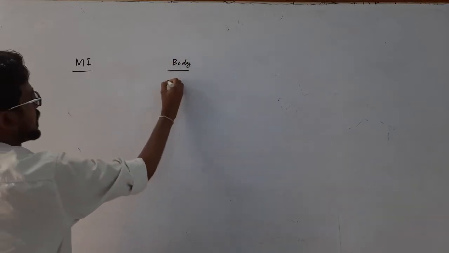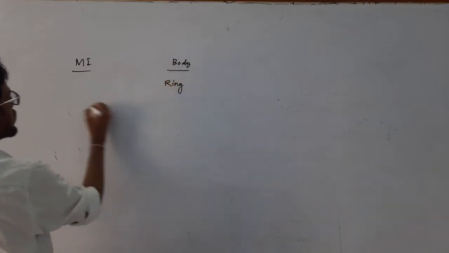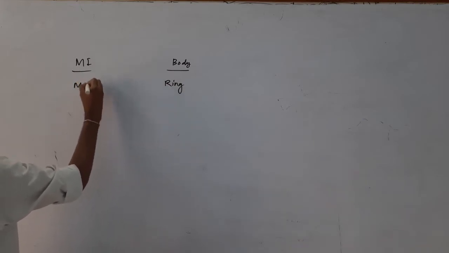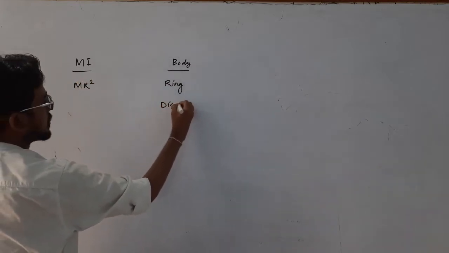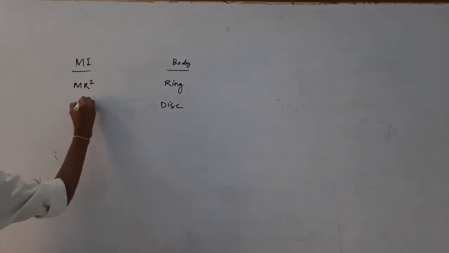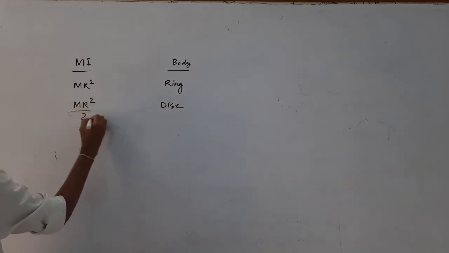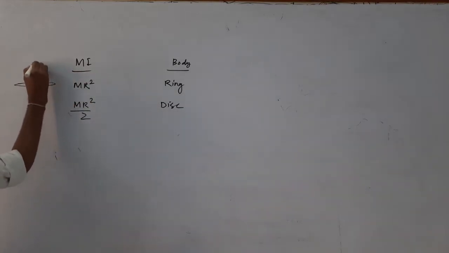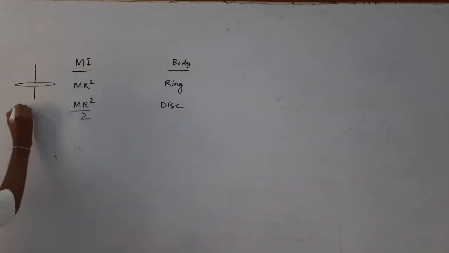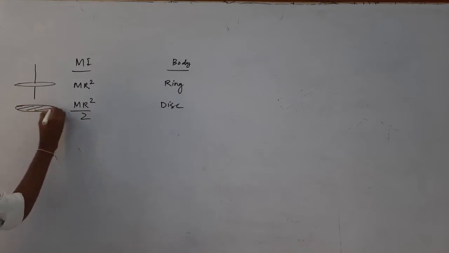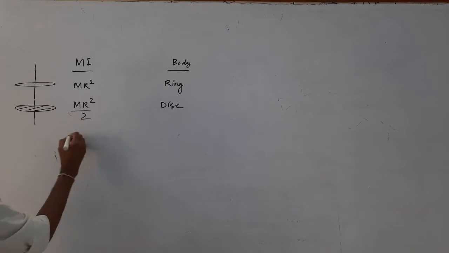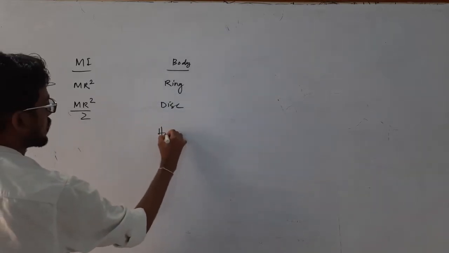If it is a ring, its moment of inertia about its own axis is mr square. If it is a disc, its moment of inertia about its own axis will be mr square by 2. Okay, I am drawing the figure. This is the ring and this is the axis. Here this is the disc and this is the axis. Then the cylinder, hollow cylinder.